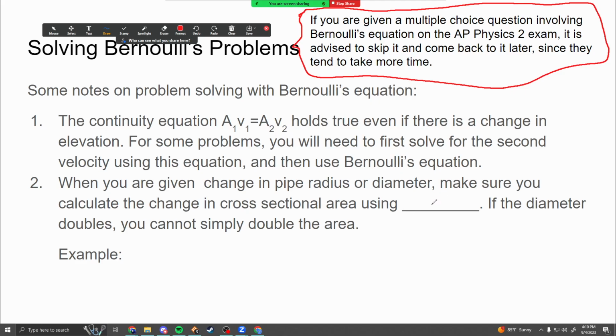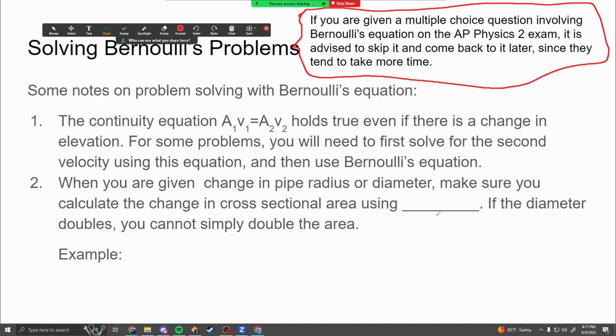Okay, so a couple of notes on problem solving with Bernoulli's equation. So that continuity equation, once again, is going to hold true even if there's a change in elevation. So sometimes you're going to need to solve for a second velocity using that equation and then plug that into Bernoulli's equation. So you're starting with one thing and going on to another.